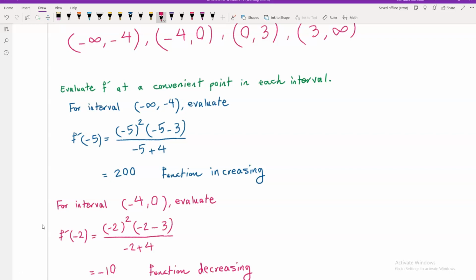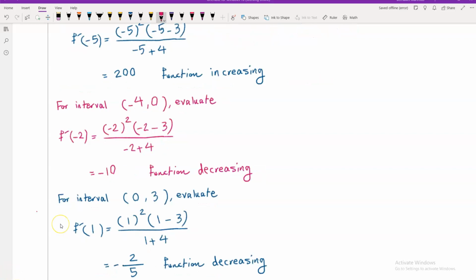Now here on this part we have negative 4, comma 0. So evaluate f prime of negative 2. Negative 2 is between these two numbers, negative 4 and 0. So here we have negative 2 squared times negative 2 minus 3 divided by negative 2 plus 4. So f prime of negative 2 is equal to a negative number, and that means f is decreasing. Now for the open interval 0, 3, evaluate f prime of positive 1. This 1 is between 0 and 3. So that is equal to 1 squared times 1 minus 3 divided by 1 plus 4, and this is equal to a negative number. So our function f is decreasing.